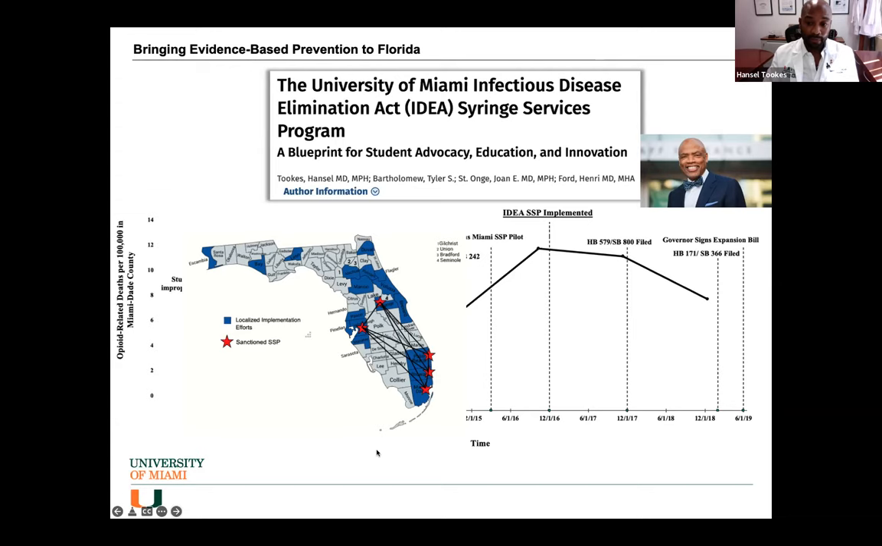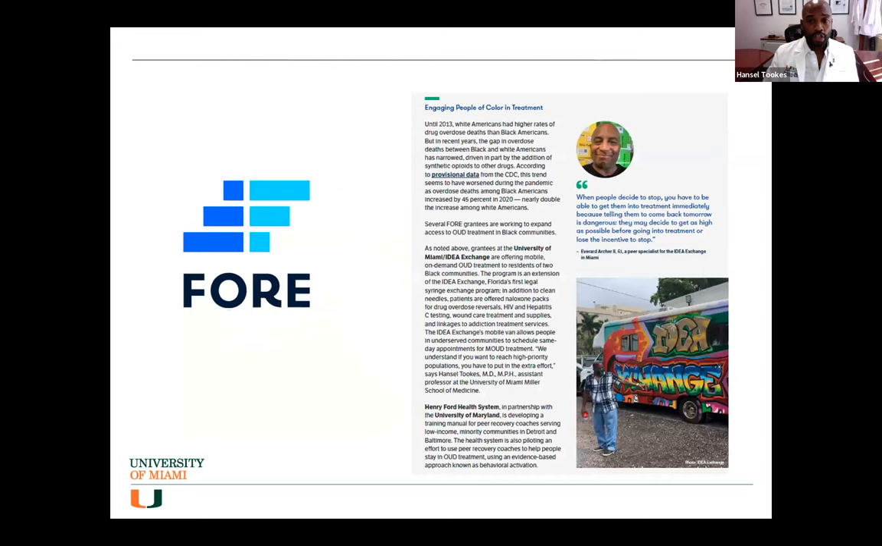We were able in 2019 to successfully advocate for the expansion of our syringe services programs, and Governor Ron DeSantis signed that law. We definitely benefited from the reduction in the overdose deaths, but unfortunately, nationwide, we all know that these trends have reversed in the COVID era, particularly in communities of color. So what can we do to save lives in communities of color?